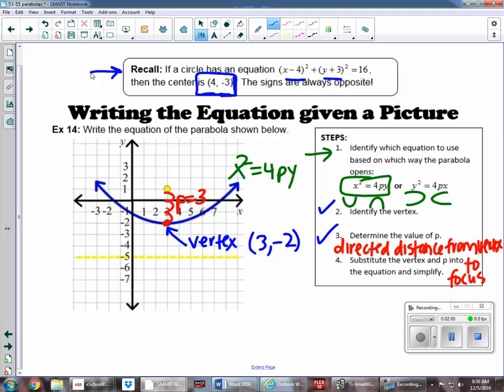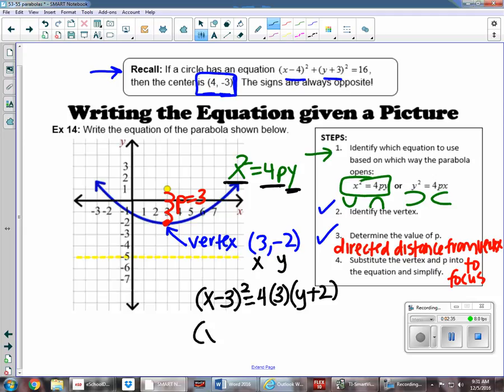Now I'm going to plug that information into my parabola. The vertex is a point x comma y. So instead of this x squared, I'm going to do the same thing I would do if I was writing the equation of a circle and negate the 3. That's x minus 3 squared. The next thing that comes up is 4p. Well, 4 times 3 is my 4p. And then instead of y, I'm going to do the same thing I would do if it was a circle and negate the -2. So that becomes y plus 2. For a final equation of x minus 3 squared equals 12 times y plus 2.